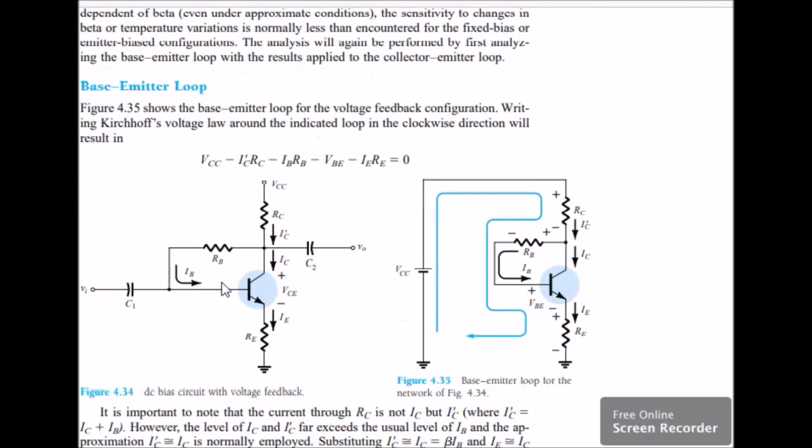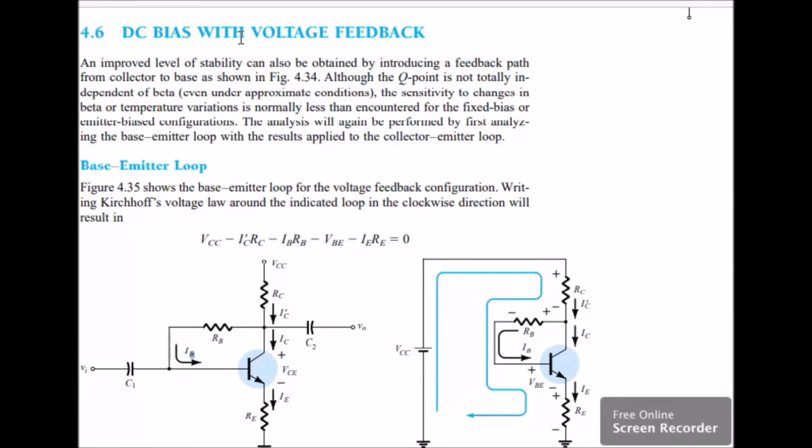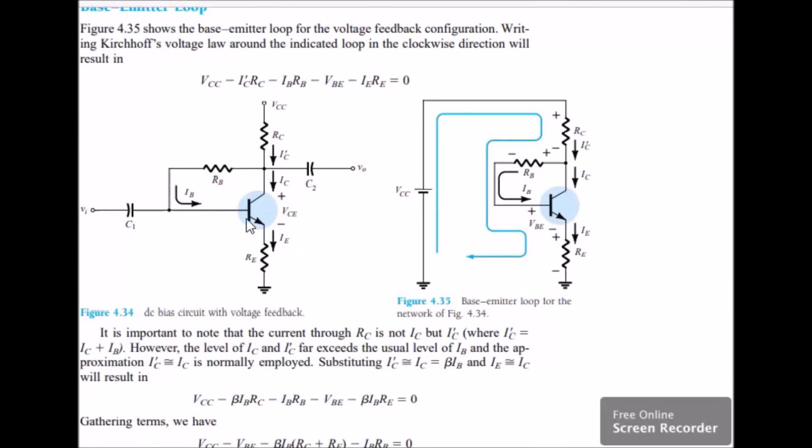Meron din po tayong circuit na ganito. Okay, huwag kayong ma-shock. Ang tawag natin dito is voltage feedback. Meron tayong feedback, which is itong RB na to. This DC bias with voltage feedback is again for improved level of stability, para mas stabilize lang yung ating circuit. Yun yung purpose ng ating RB dito. And how do we solve this one? Ganun pa din naman, just remember lang din kung saan ka pwedeng mag-loop.